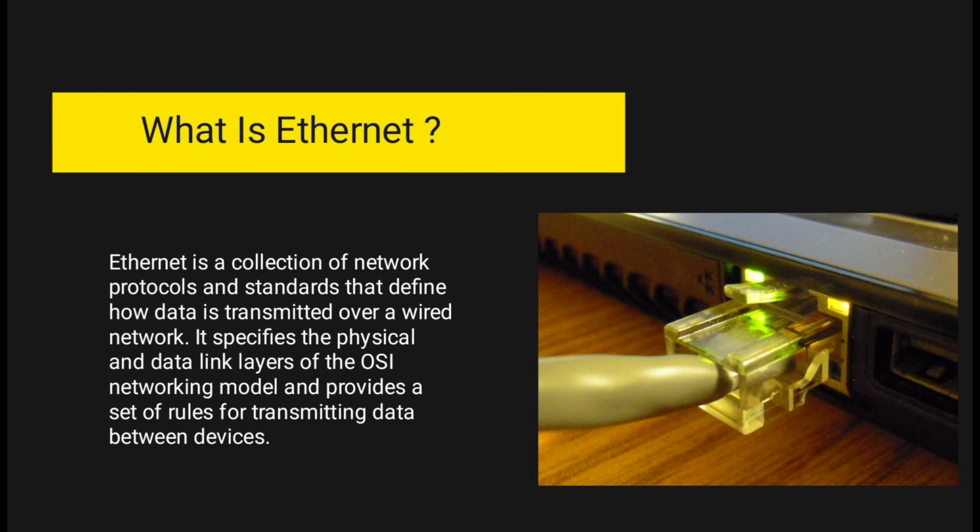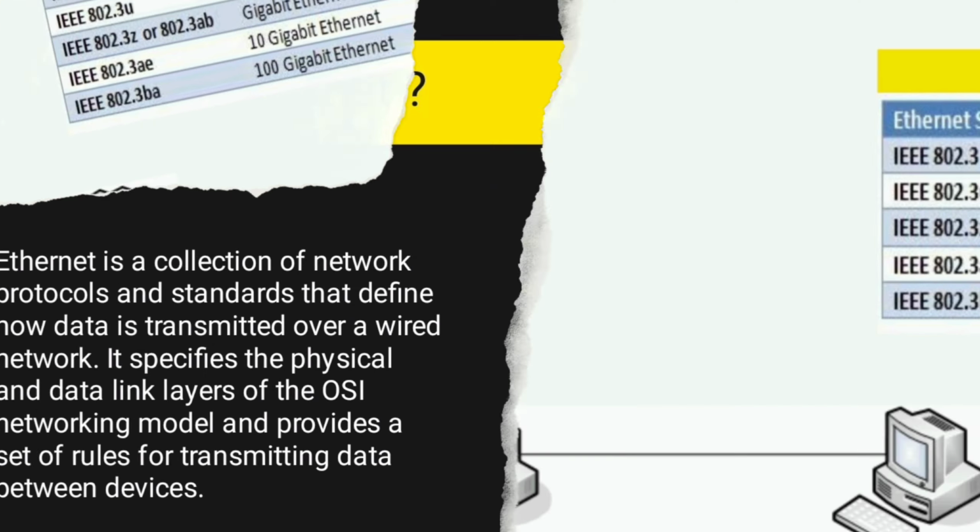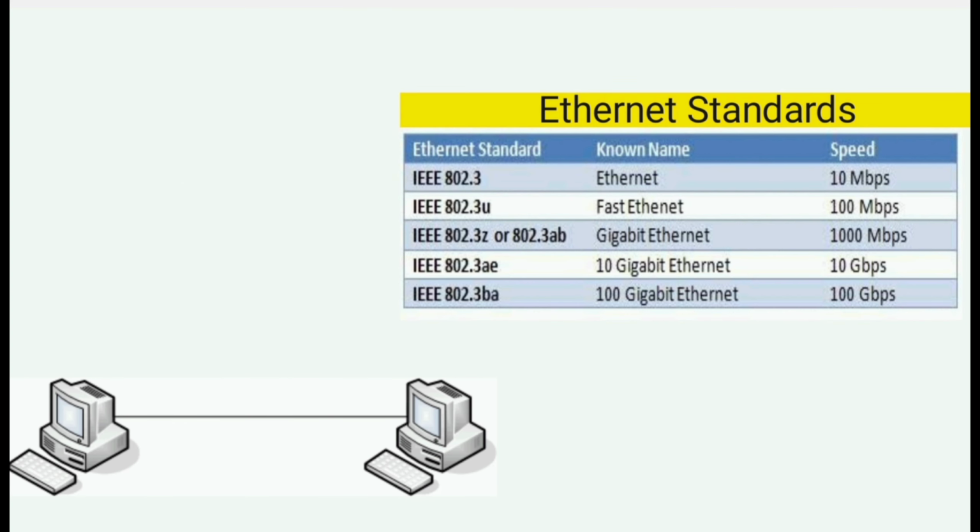What is Ethernet? Ethernet is a collection of network protocols and standards that define how data is transmitted over a wired network. It specifies the physical and data link layers of the OSI networking model and provides a set of rules for transmitting data between devices. Some of the key Ethernet standards include Ethernet IEEE 802.3, the original Ethernet standard that defines how data is transmitted over a shared medium using CSMA/CD.